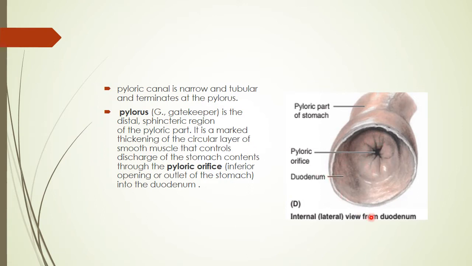We can see, when the duodenum is open, this pyloric orifice and the sphincter which is present here. It is marked by a thickening of the circular layer of smooth muscle, and it actually controls the discharge of stomach contents through the pyloric orifice. So this is called pylorus.